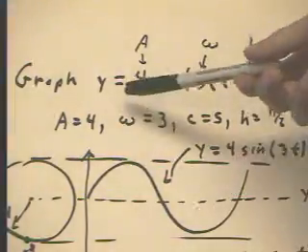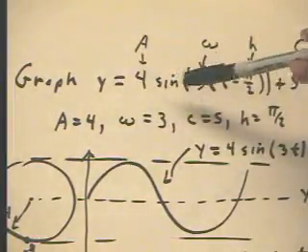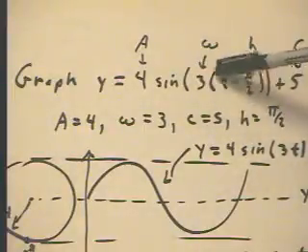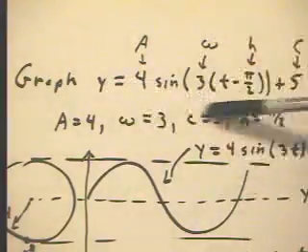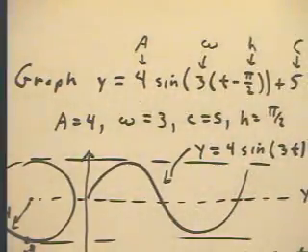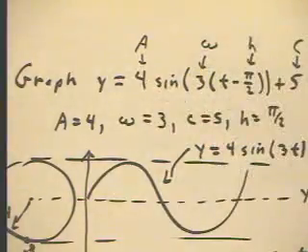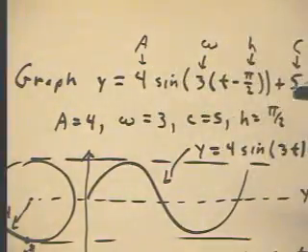Here we wish to graph the function y equals 4 times the sine of the quantity 3 times the quantity t minus pi over 2 quantity plus 5. Now this is just a review preliminary to a test that's coming up. Review a question asked by a student regarding a graphing assignment. So, how do we graph this function?